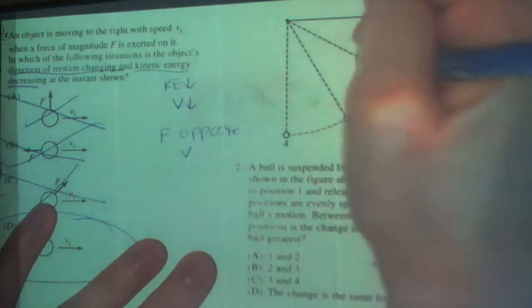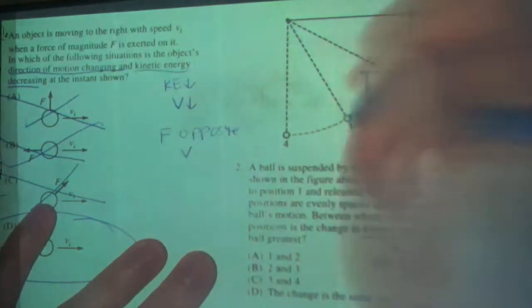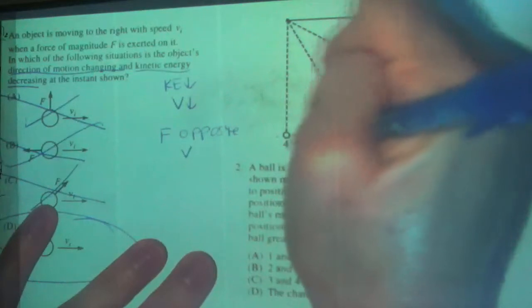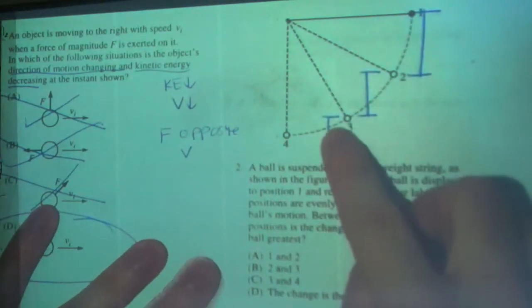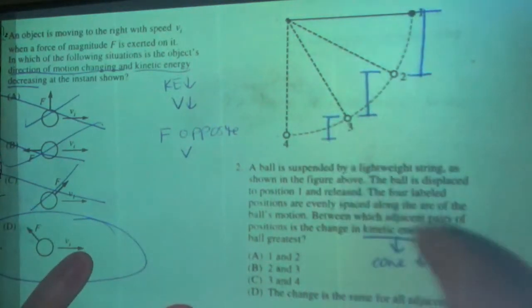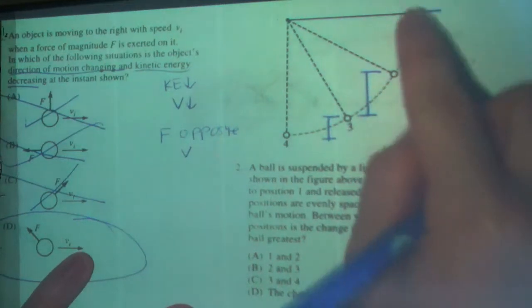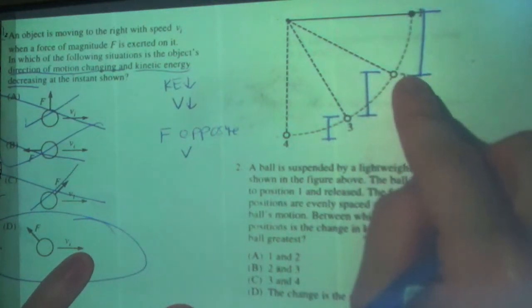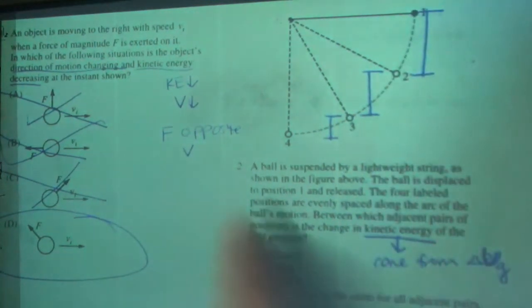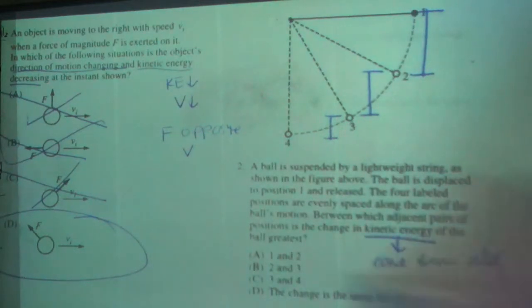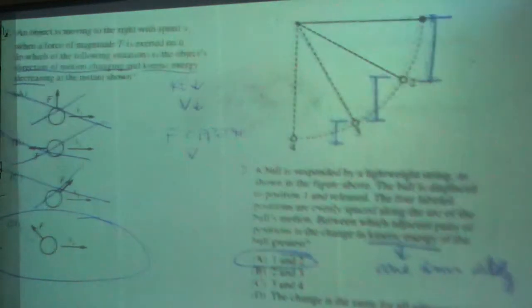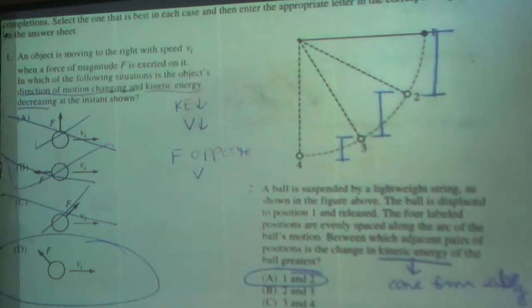So if you go from 1 to 2, this height compared to from 2 to 3, compared to from 3 to 4 right here, obviously 3 to 4 is losing much less height, so it's gaining much less kinetic energy. 1 to 2 is changing a big amount of height, which means it's losing a lot of potential energy, gaining a lot of kinetic energy, so between 1 and 2 would be the greatest. Not the greatest force, the greatest gain in kinetic energy.